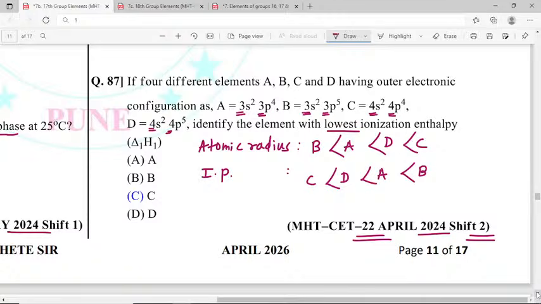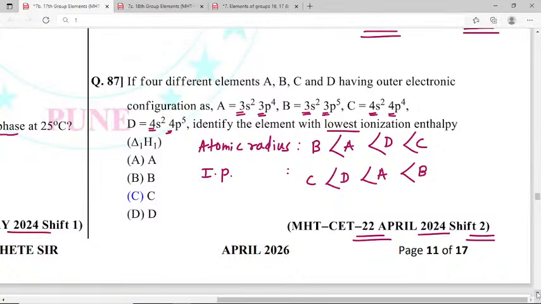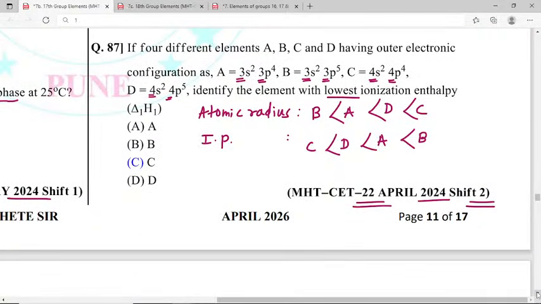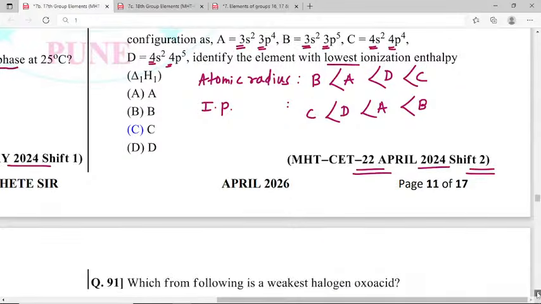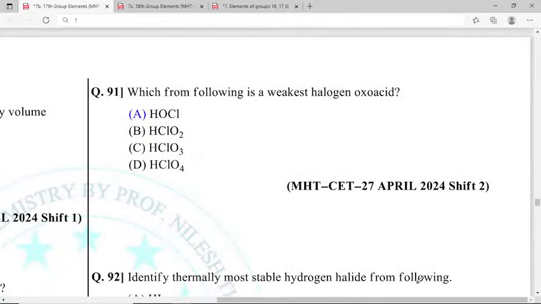Question number 87. Get it? Question number 87. Next question.